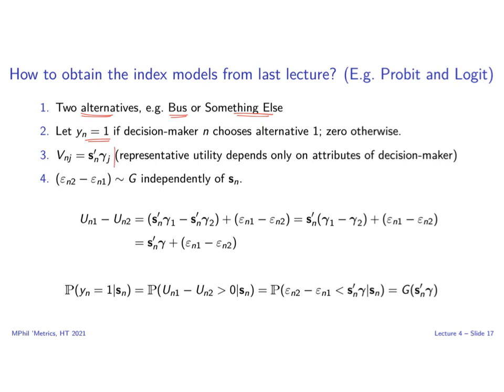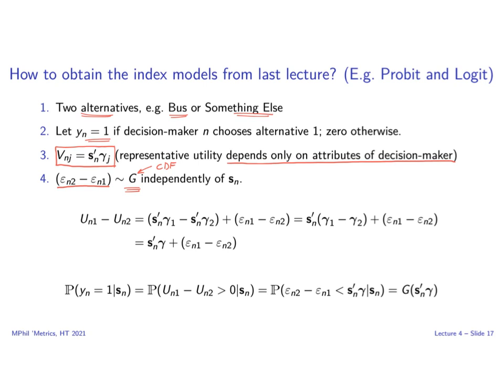Now suppose that our model of representative utility is Vnj equals Sn prime multiplied by gamma j. In other words, suppose that the representative utility depends on decision-maker attributes only. As we discussed in an earlier video, only differences in errors matter for choices. So let's suppose that the difference epsilon n2 minus epsilon n1 has a cumulative distribution function capital G and is independent of the attributes Sn.